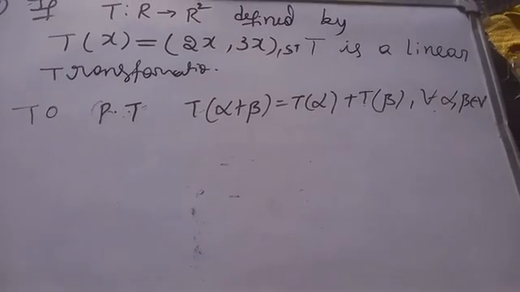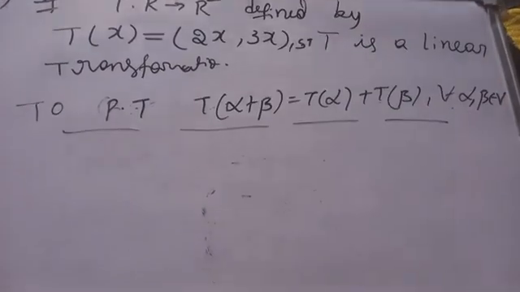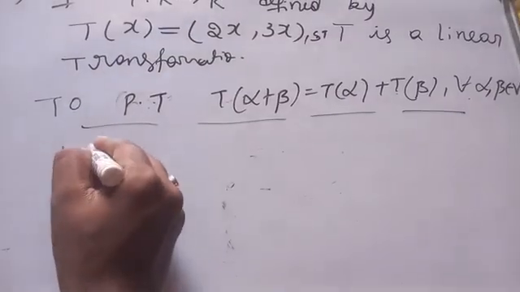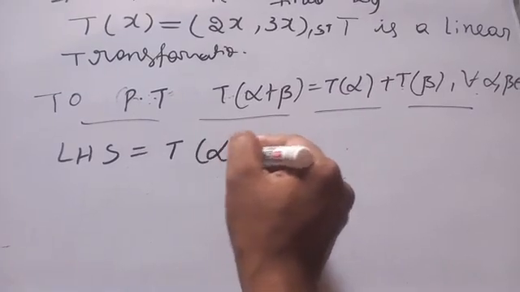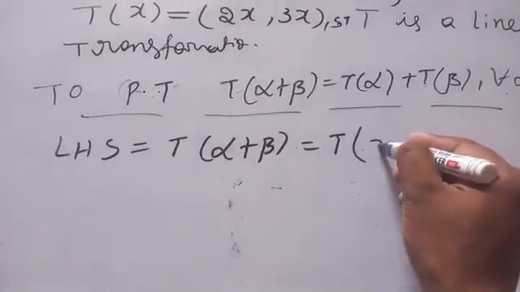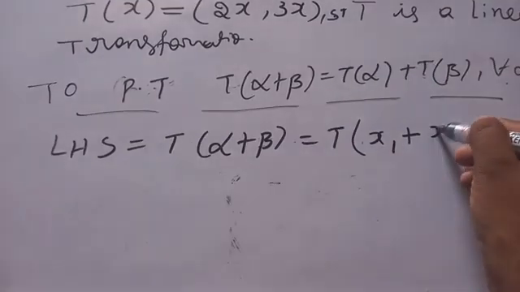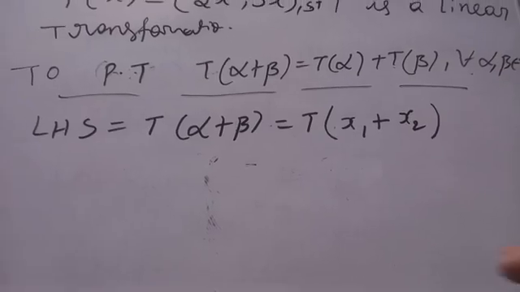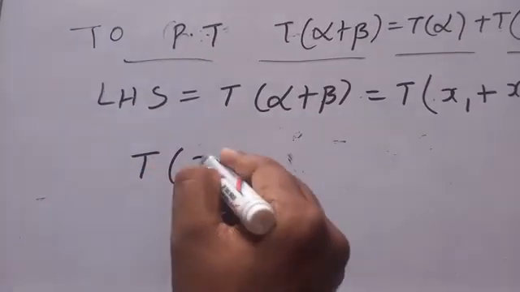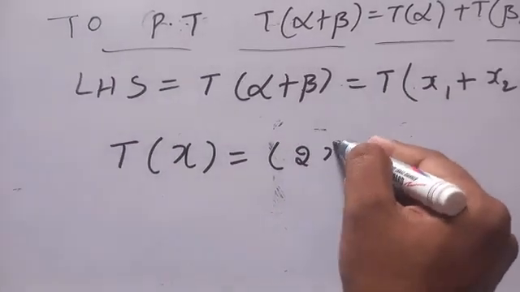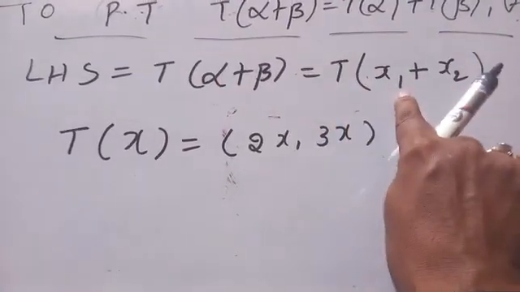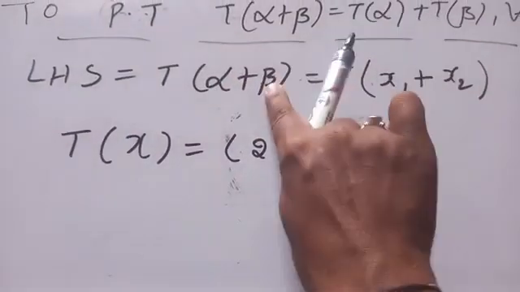Next we have to prove that T of alpha plus beta is equal to T of alpha plus T of beta, where alpha and beta are any two elements of a vector space V. Let us consider the LHS. So LHS is T of alpha plus beta. Alpha is equal to x1 and beta is equal to x2. So T of alpha plus beta is equal to T of x1 plus x2.